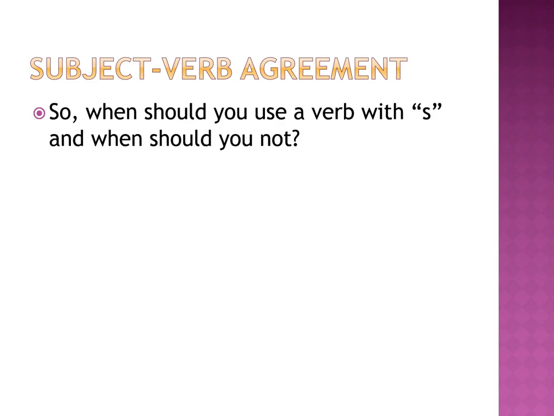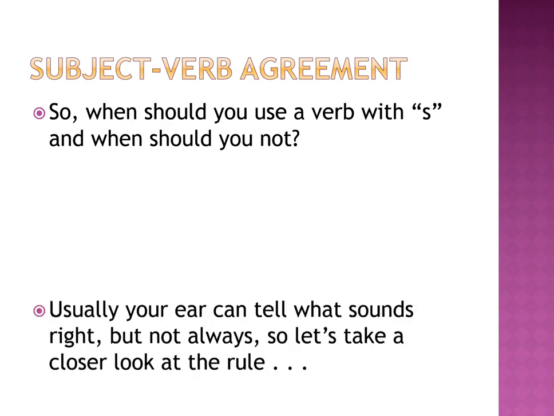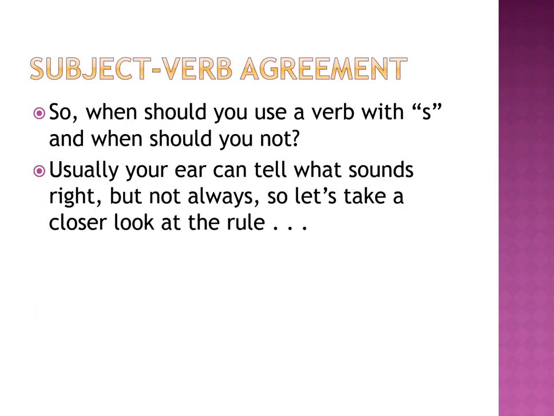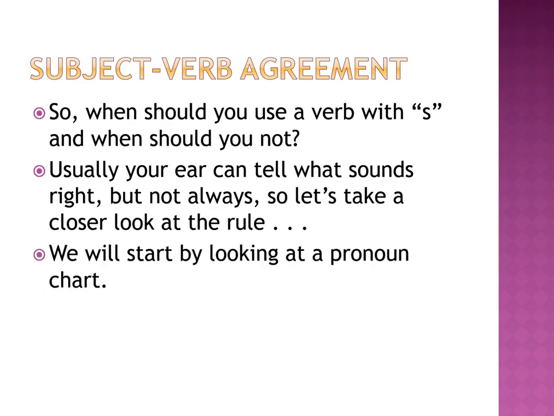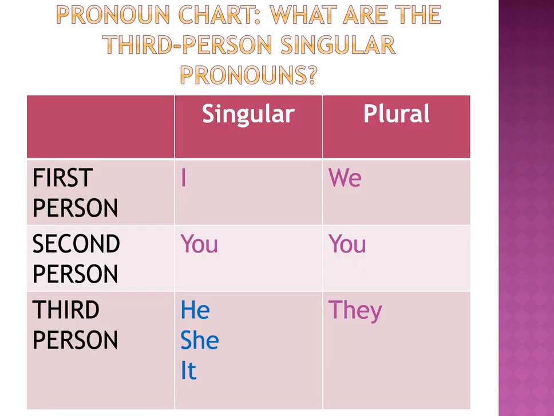So, when should you use a verb with an S and when should you not? Usually your ear can tell you what sounds right, but not always. So we're going to take a closer look at the rule. And strangely enough, we're going to start by looking at a pronoun chart because that really is the basis for understanding correct subject-verb agreement. So here's a pronoun chart. We've got a singular column, a plural column, and we have first person, second person, and third person.